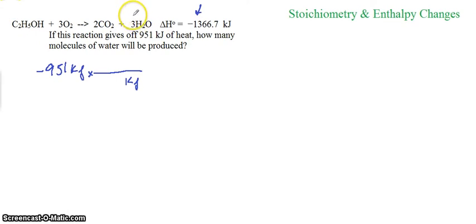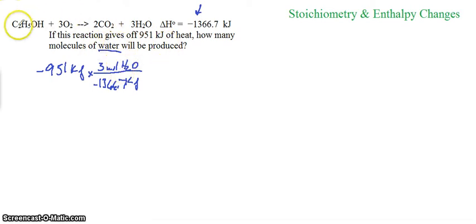So if you notice in this equation, now why do I focus on water? Notice in the equation, they're asking about the water. So what I'm going to say is that they want to know how many molecules of water are being produced. So what I would say is that this negative 1366.7 kilojoules is per 3 moles of water. Now, the reason I'm doing the water is because that's what they want. They want to know the molecules of water.